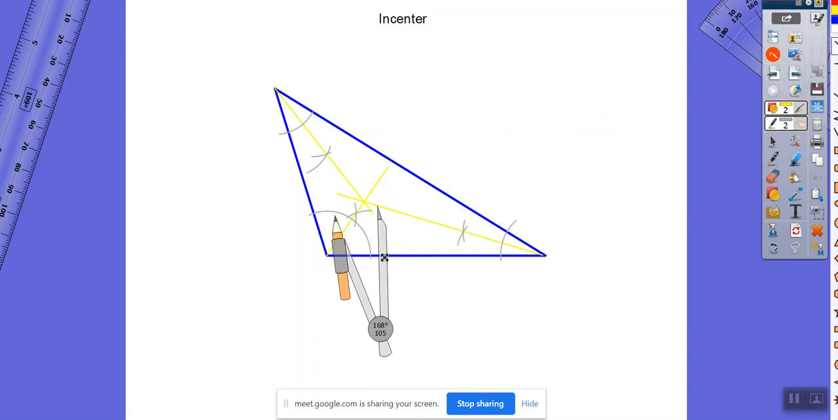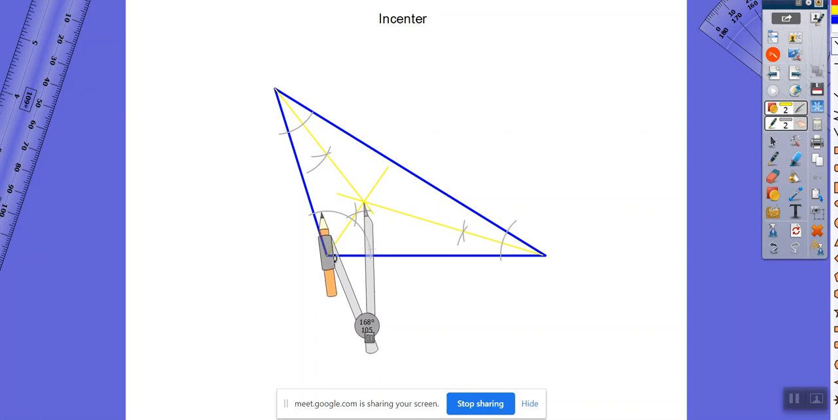Now, the cool thing about the incenter is this. The incenter is the exact same distance from all three sides of the triangle. Well, what does that mean? I'll show you what that means.